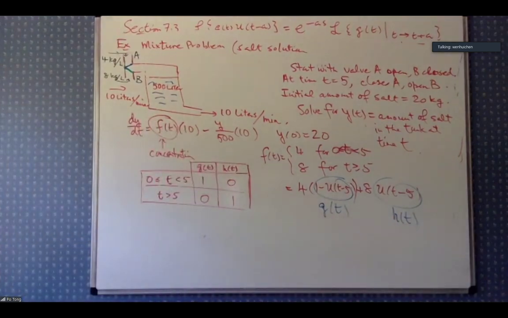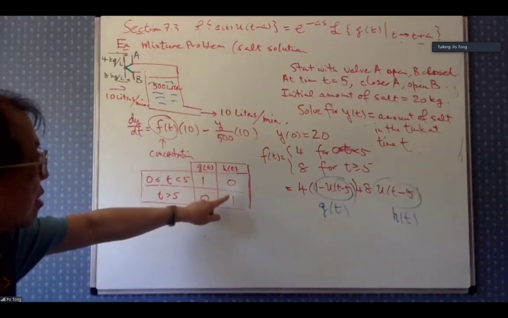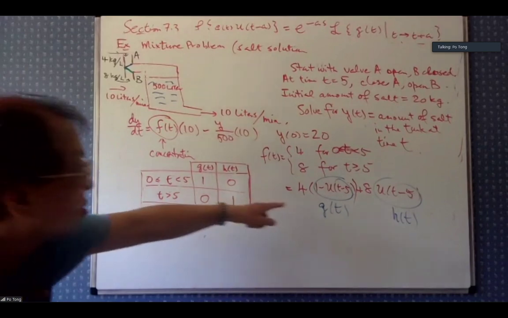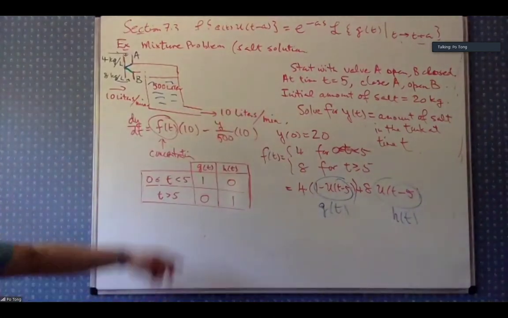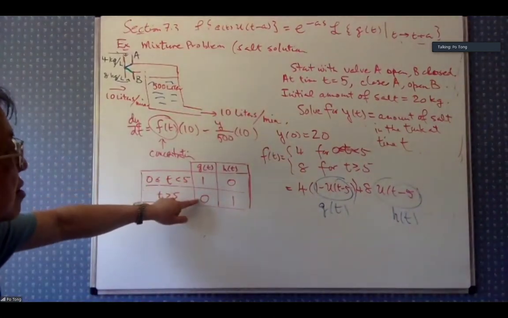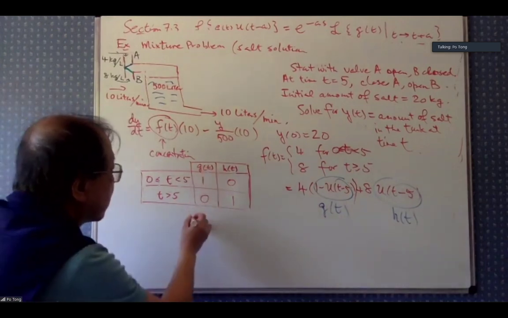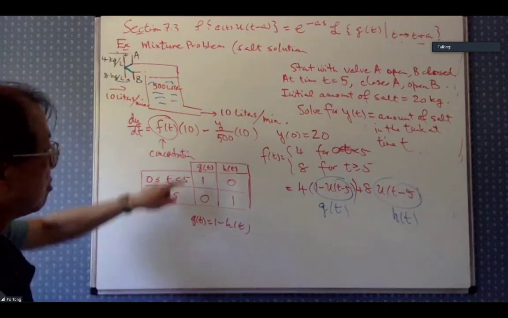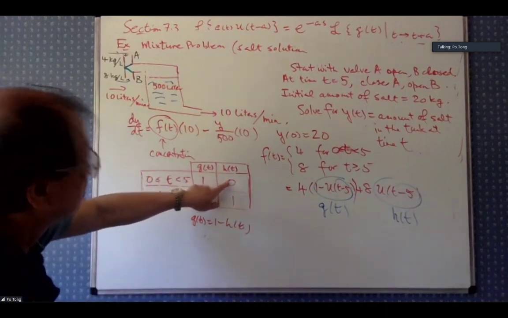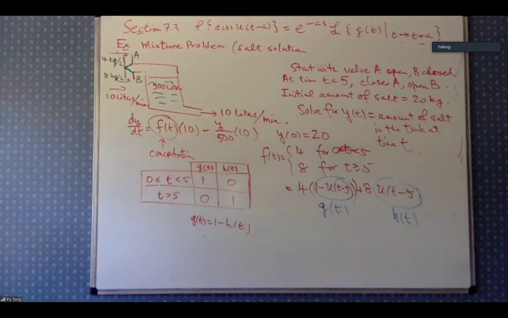Yes. And what is h(t)? 0 at the beginning and 1 later. That is exactly u(t minus 5). And this one is the opposite, so it's 1 minus u(t minus 5). So you can see that g(t) is equal to 1 minus h(t), right? 1 minus 0 is 1, 1 minus 1 is 0. Do you guys follow that?